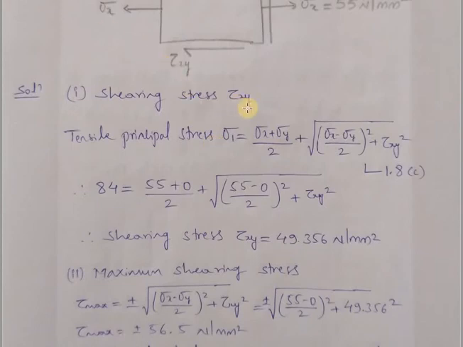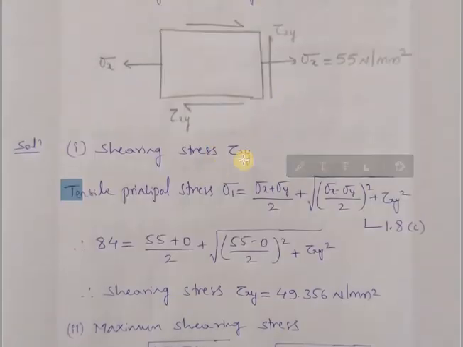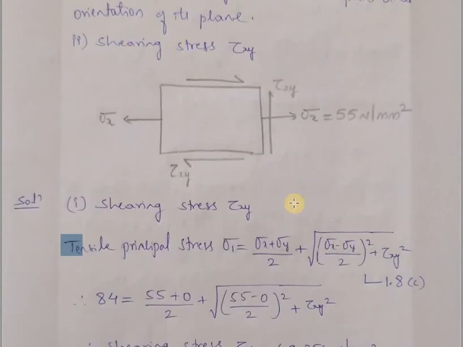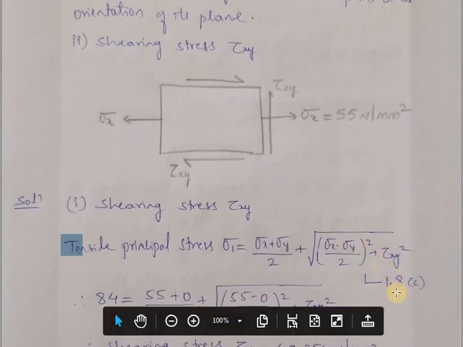So let's first find out the shear stress, that is tau xy. Here we have the equation for tensile principal stress from the data handbook, equation number 1.8c. Sigma 1 is equal to sigma x plus sigma y divided by 2 plus root of sigma x minus sigma y divided by 2 whole square plus tau xy square. So this is the equation given for maximum principal stress.